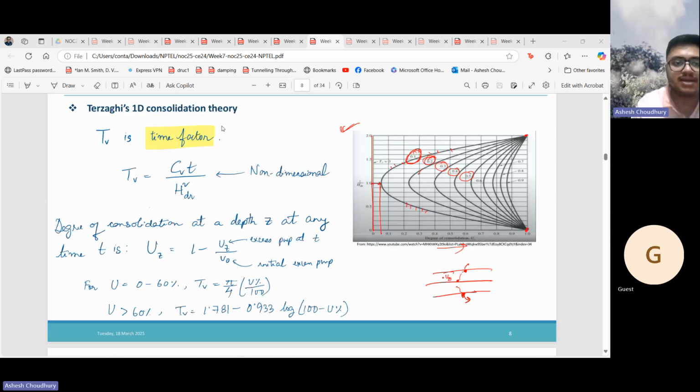Then we have time factor. Time factor actually is directly related to the degree of consolidation, that is how much consolidation has happened. It's also related to how much time is required to achieve that degree of settlement. This is how important time factor is. Time factor T = Cv t / Hdr². So this is the expression for time factor, and how time factor is related to the degree of consolidation is shown here.